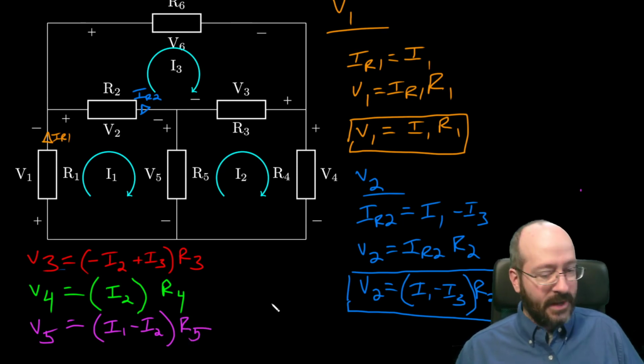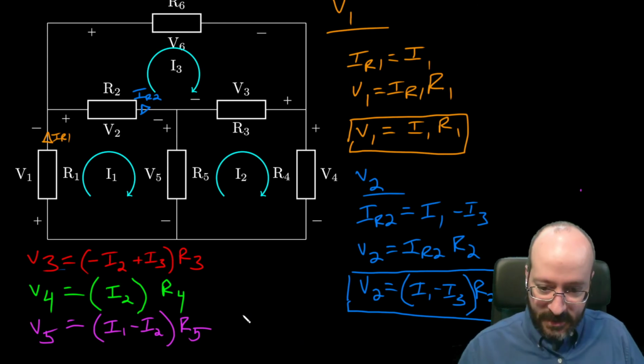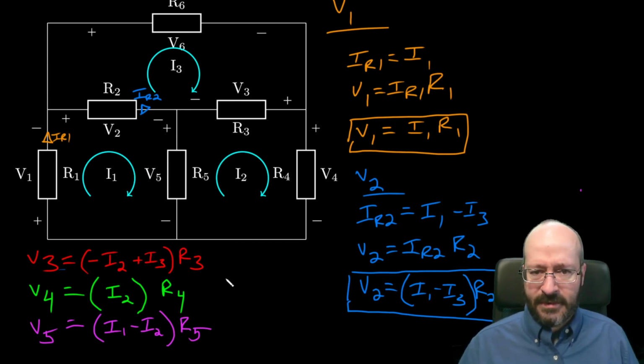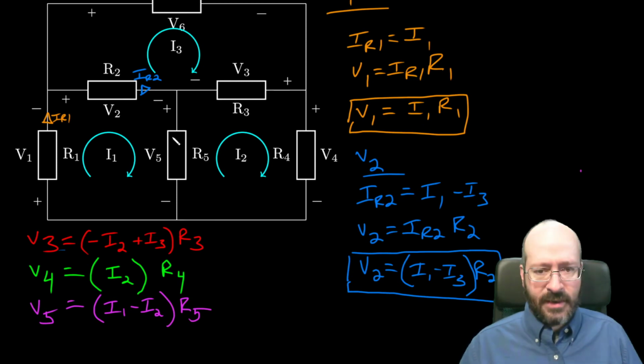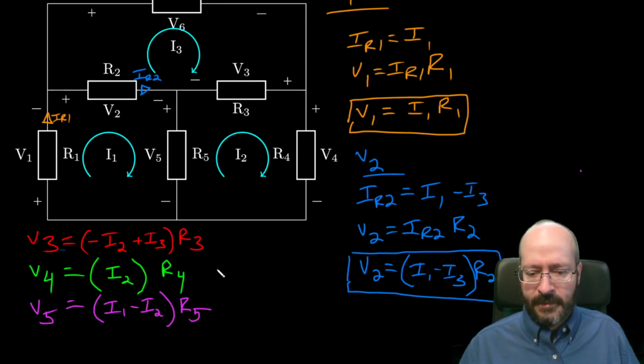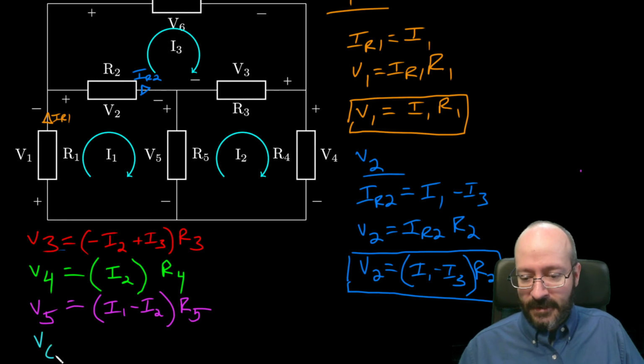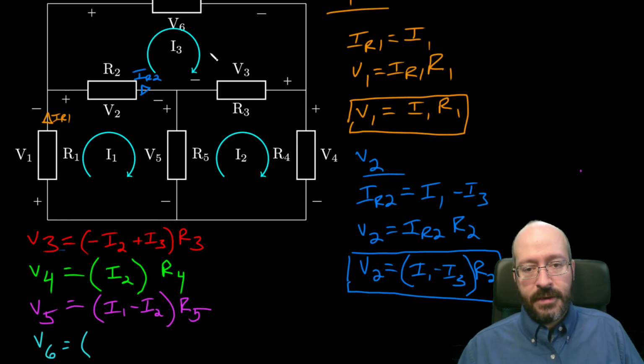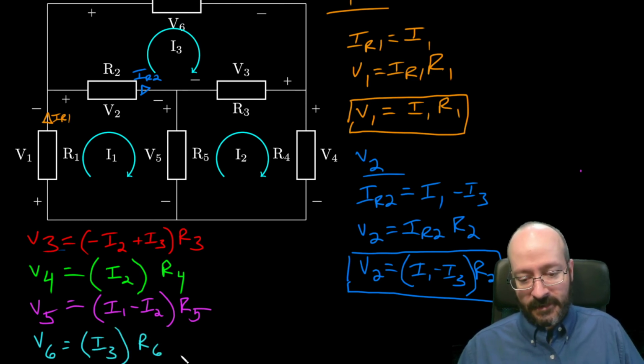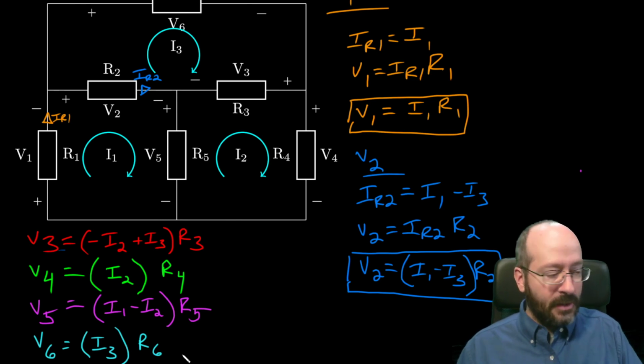I'm going to sneak over here so that I can keep R6 on the screen there. Maybe I can cheat it down. Okay, we know that this is R6 up here, and we want to find V6 across it. Okay, last one, V6 equals, does I1 touch it? Nope. Does I2 touch it? Nope. And does I3 touch it? Yep. And it flows in the positive direction. So it's I3 R6, amps times ohms equals volts.